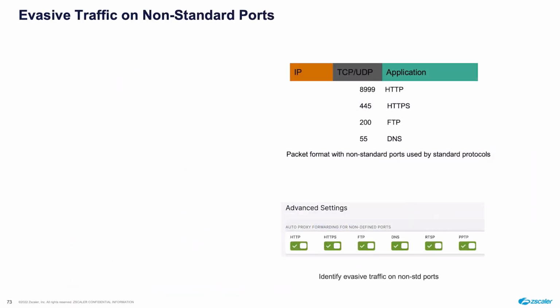Another thing that you can achieve using IPS and using these Advanced Cloud Firewall capabilities is to block evasive traffic on non-standard ports. It is very common for attackers to sometimes use non-standard ports for well-known applications. For instance, they can run a web server on 8999. For instance, they can send FTP traffic on port 22.